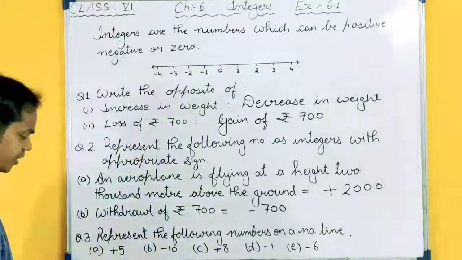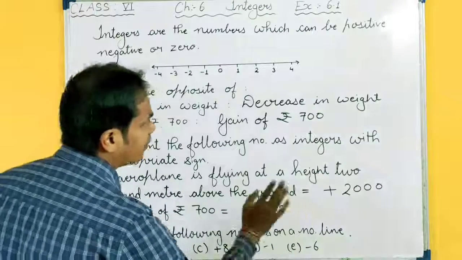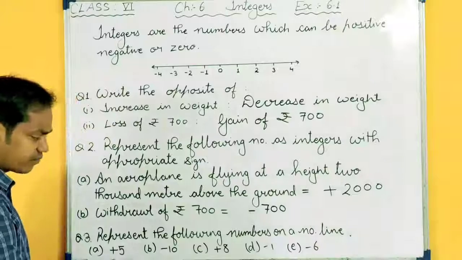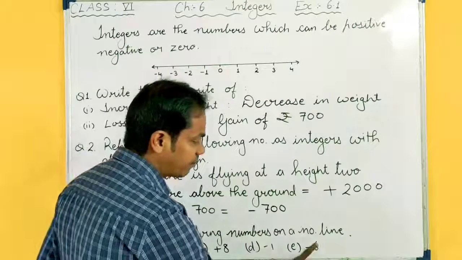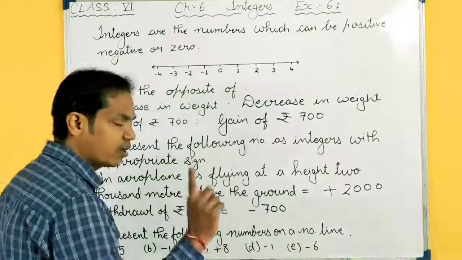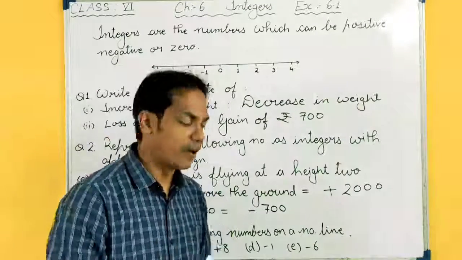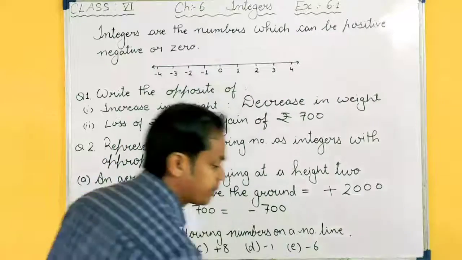Now the third question is very easy. Represent the following numbers on a number line: plus 5, minus 10, plus 8, minus 1 and minus 6. For each number you will draw one number line. So first is plus 5, which I will explain.